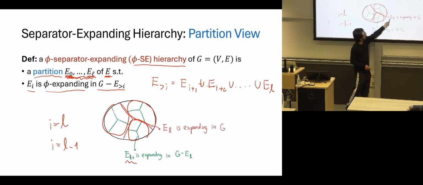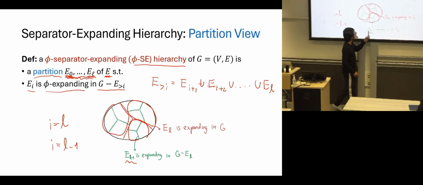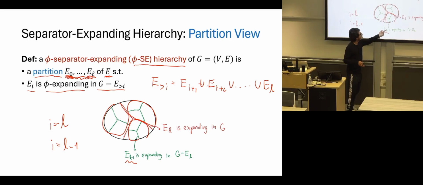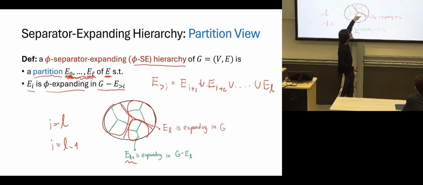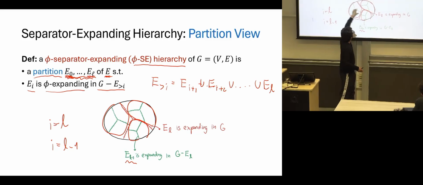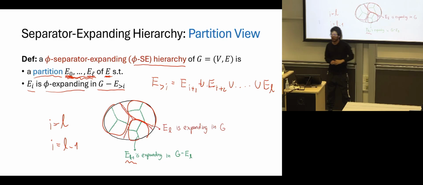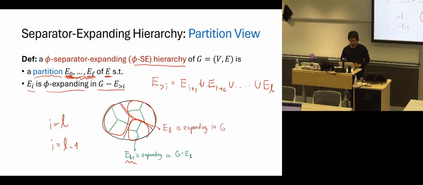So EL is a separator at the top level, so it separates the top level, and it's expanding in G. And EL-1 is a separator at level L-1, and it is expanding in G minus EL, which means that in each component after removing EL, EL-1 is expanding in each of these components. We're good with this definition, right? Okay. Good.